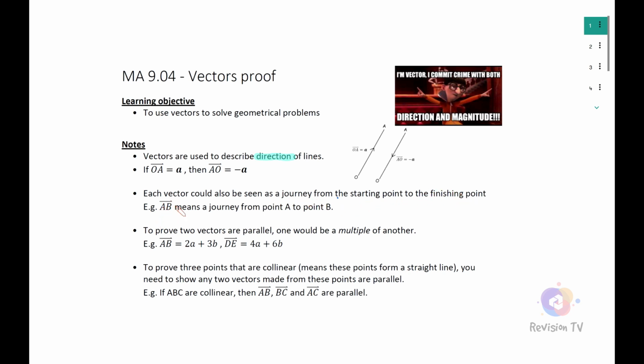Each vector could be seen as a journey from a starting point to the finishing point. For example, the vector AB means a journey from point A to B. So your task is to find a route that goes from A to B. All right, we'll talk about that in a bit more detail later in the example.